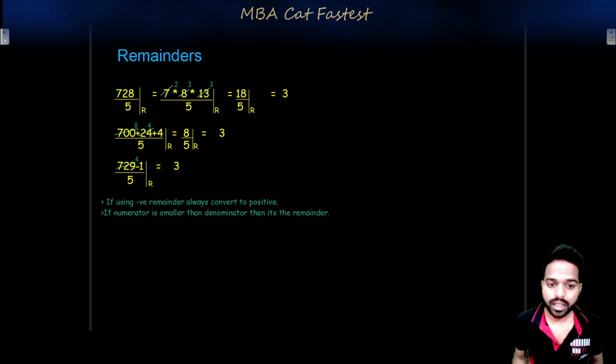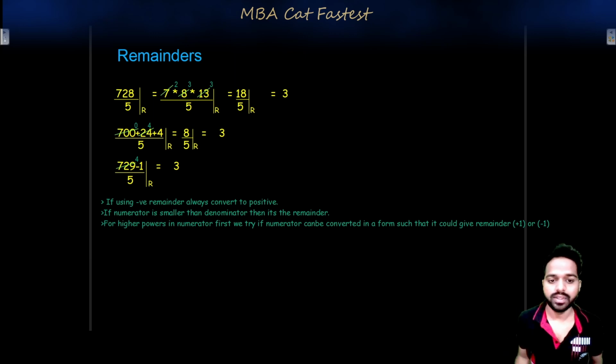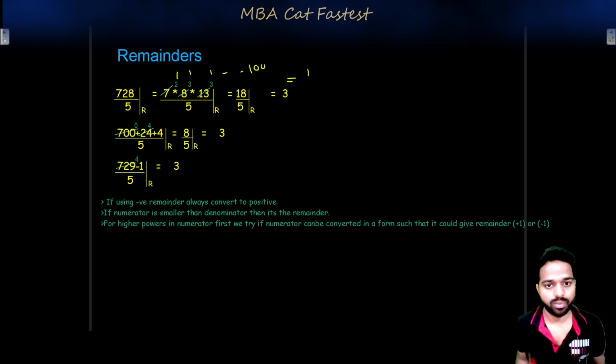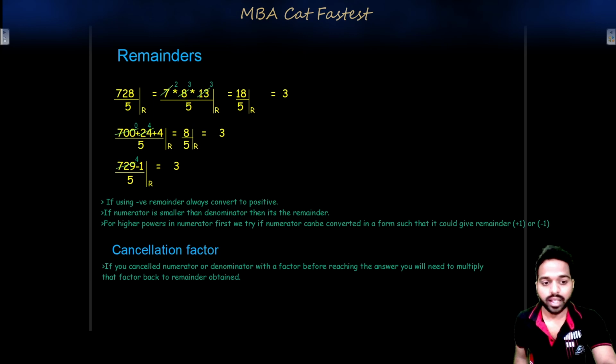If the numerator is smaller than the denominator, then it's the remainder. 2 when divided by 5 will give the answer 2 only. For higher powers in numerators, first we try if the numerator can be converted into a form such that it could give remainder plus 1 or minus 1. Now just imagine, had it instead of 2, 3 and 3 been 1, 1, 1 raised to 100 times, you would have easily said that the answer is 1, which means the remainder would be 1. So that is what is written over here. We first try to see if the number can be converted in the form of plus 1 or minus 1 as a remainder. After that, the cancellation factor.